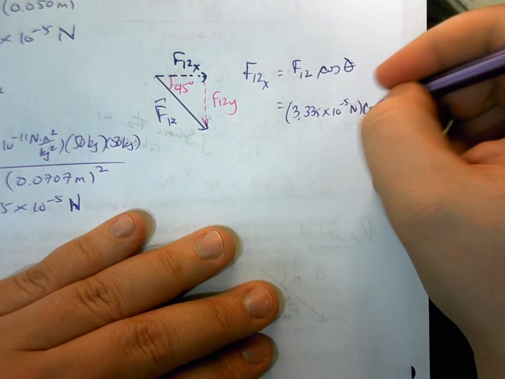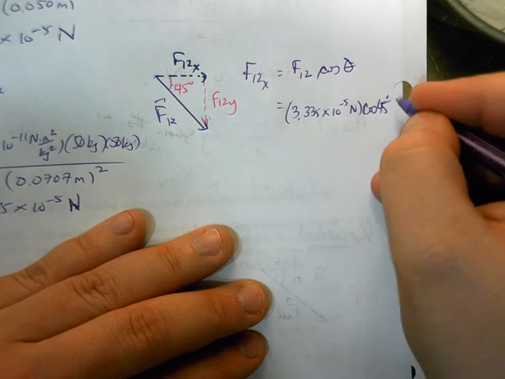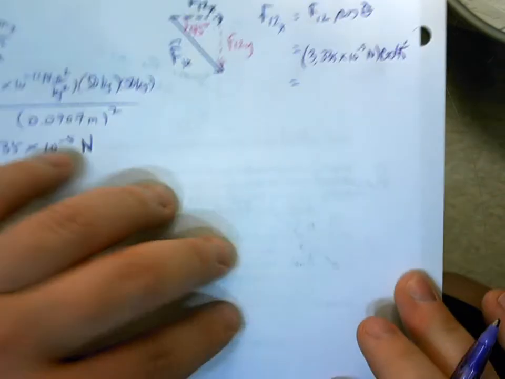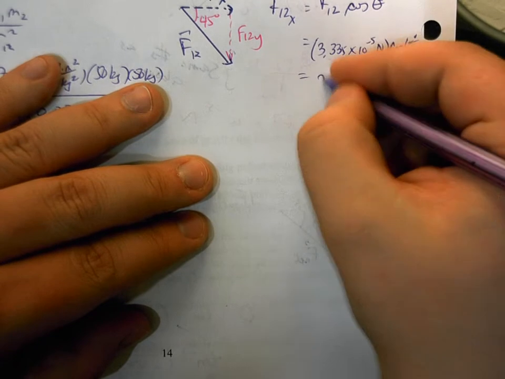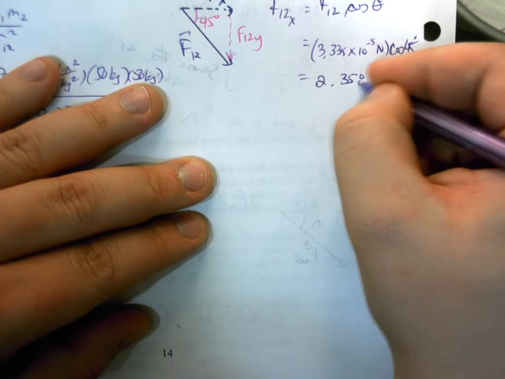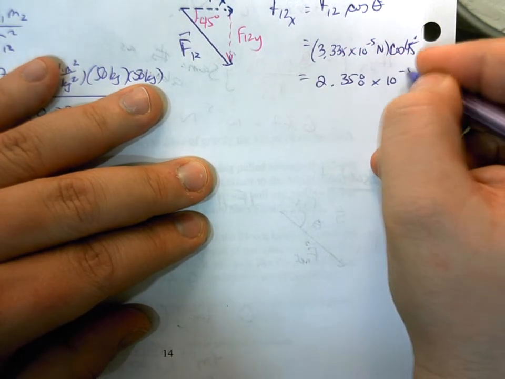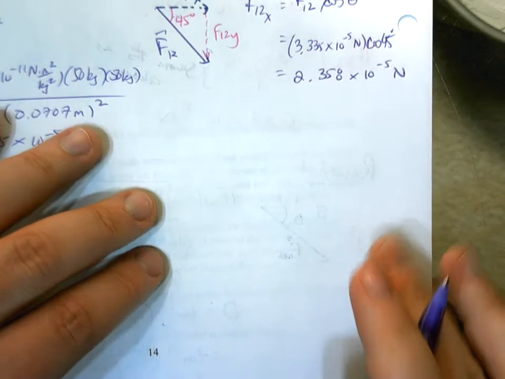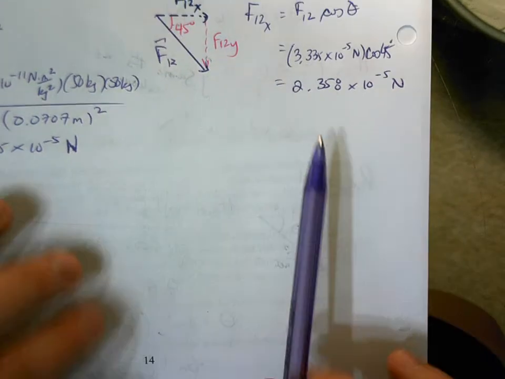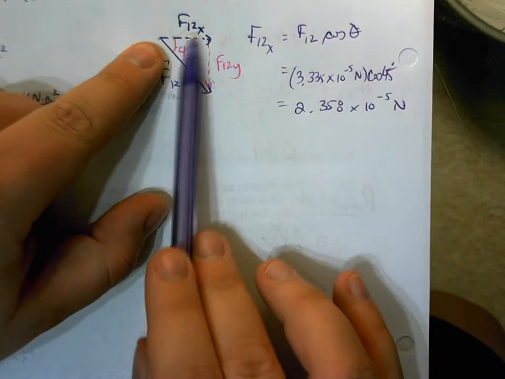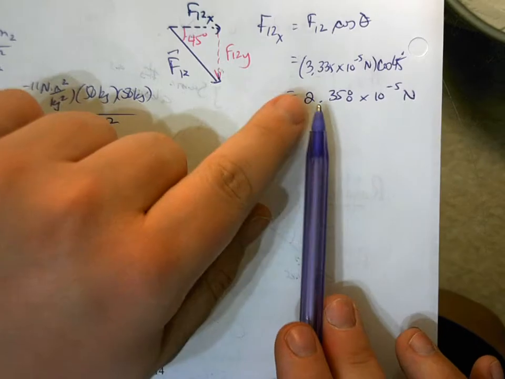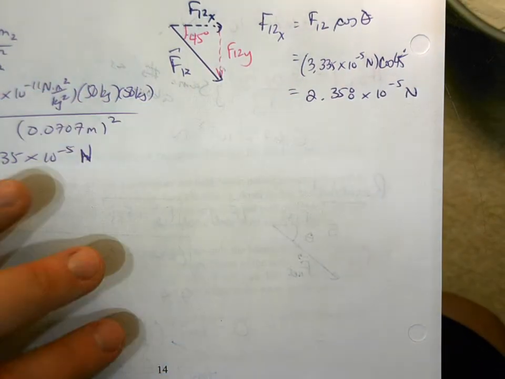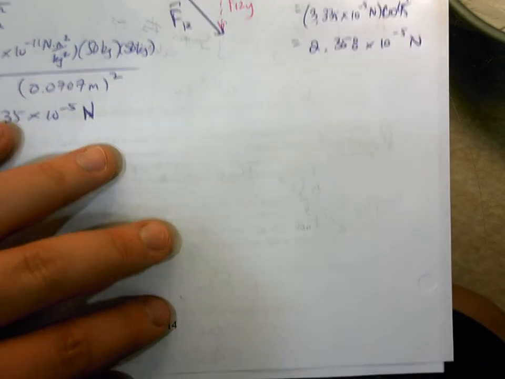Times cos 45. And then we are going to get about 2.358 times 10 to the minus 5 newtons. Now, this component of the force is going to the right or east, and we've called east positive. We will leave the sign on that. We'll keep it as a positive.